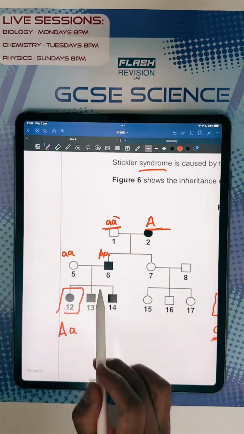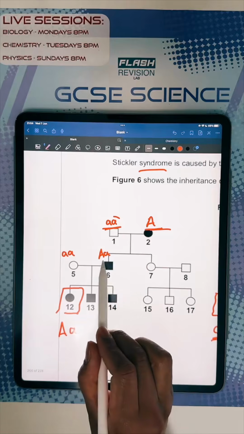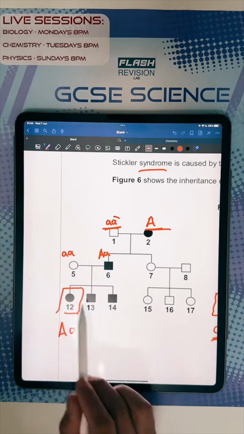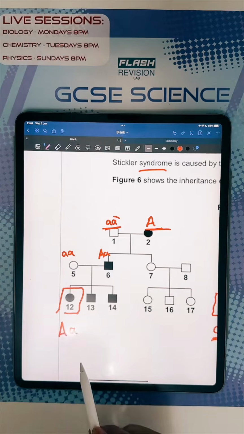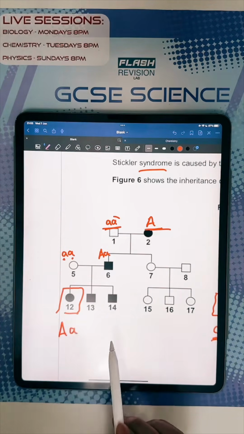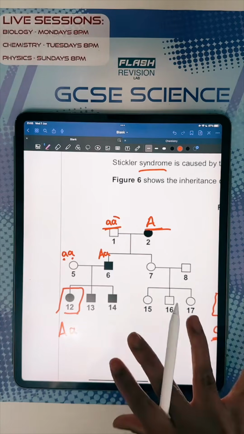Then you take it another step. You know this person's big A, small a. This is small a, small a. There's no way this person can be big A, because this person can't give them a big A. Does that make sense?